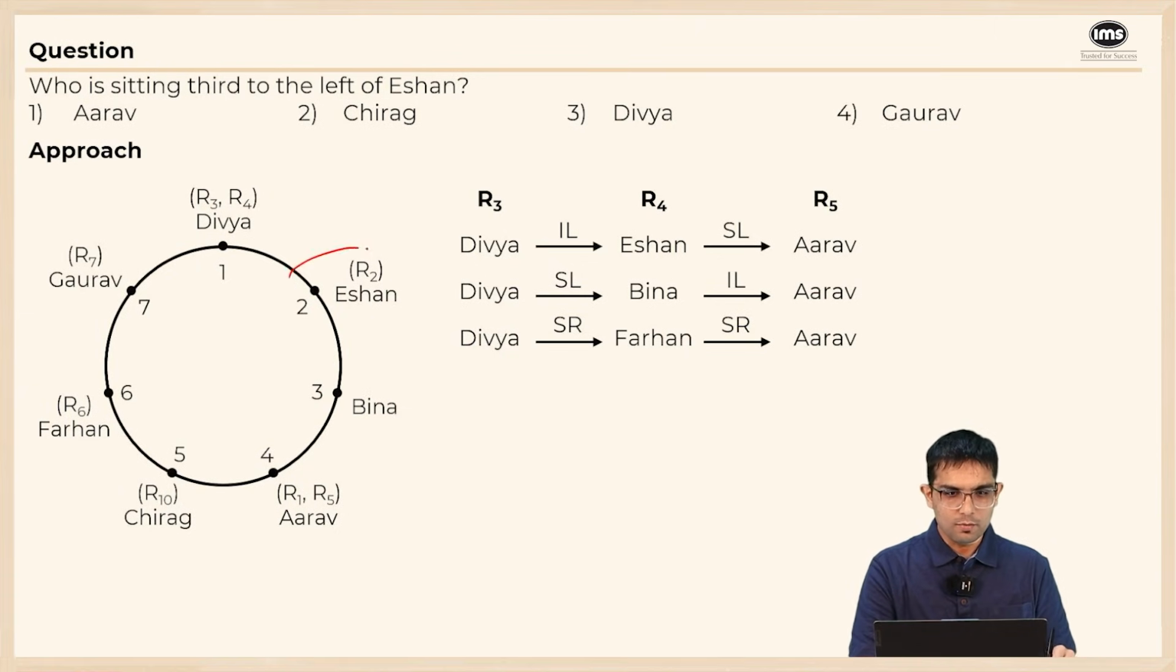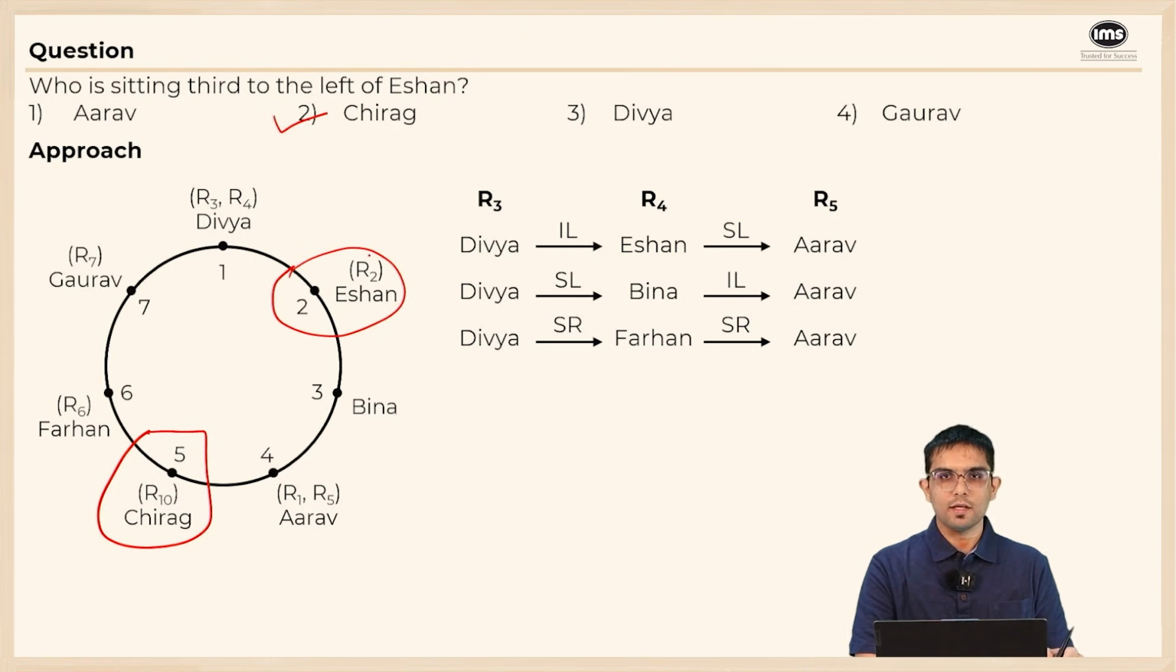Now Ishan is at seat number 2. Now third to the left is 3, 4 and 5. Chirag is the correct answer. So hence option 2 is correct. This is the correct answer.